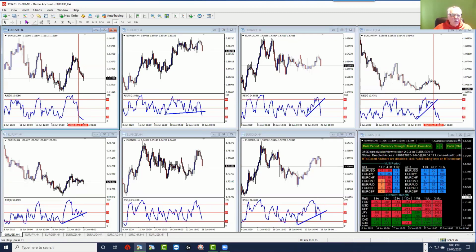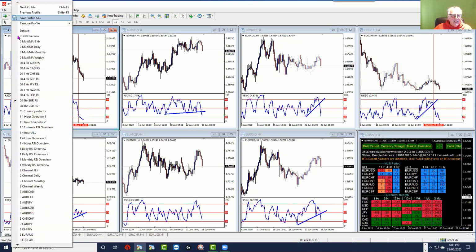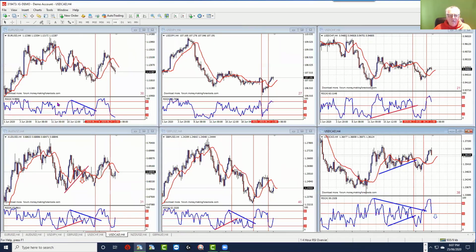All right, I'm going to have a quick look at the other currencies. And to do that, I'm going to go straight into the 4-hour RSI overviews, and we're going to have a look at what's happened. Now, again, we've already looked at the euro. That red line that you see there is actually the entry line that you're supposed to take as a result of the RSI.